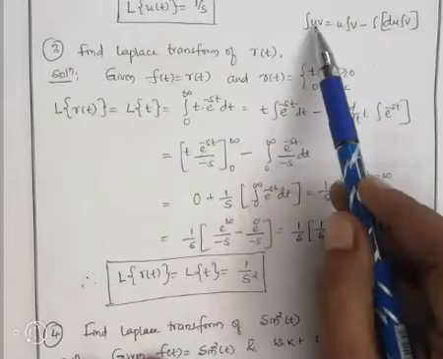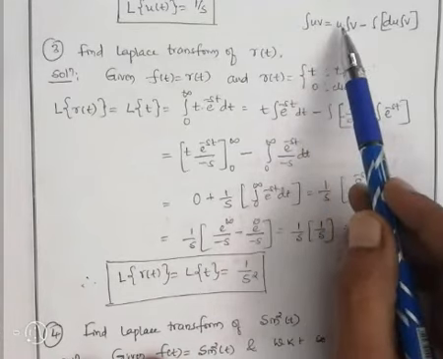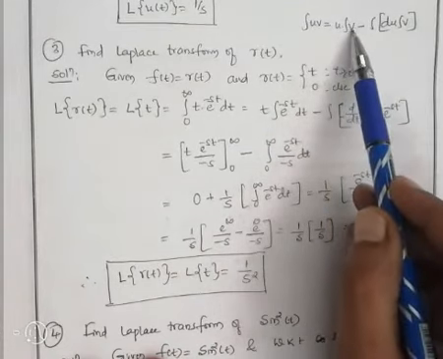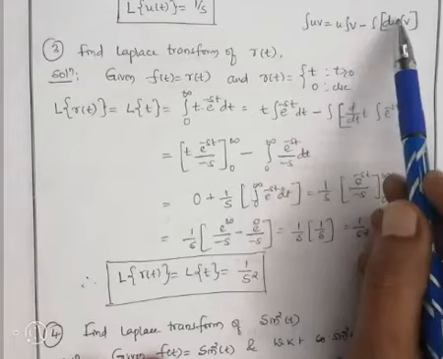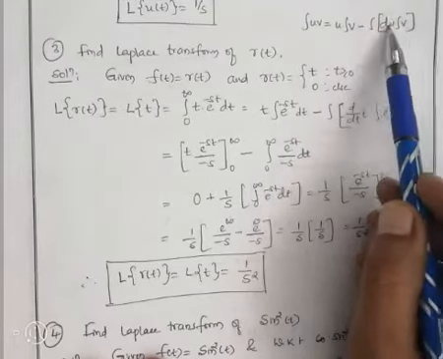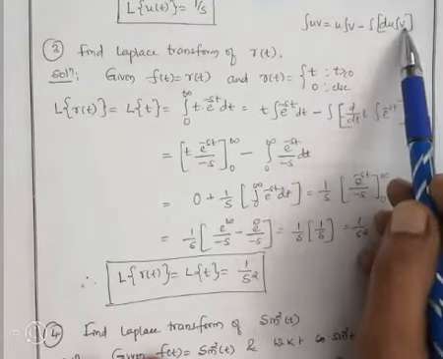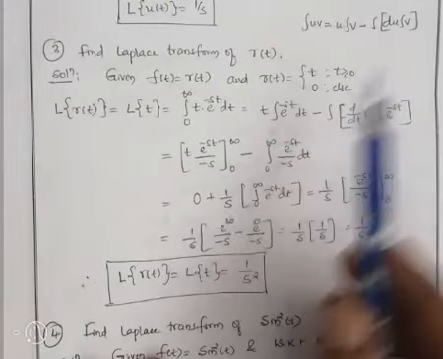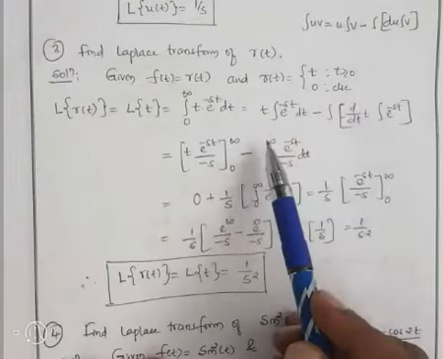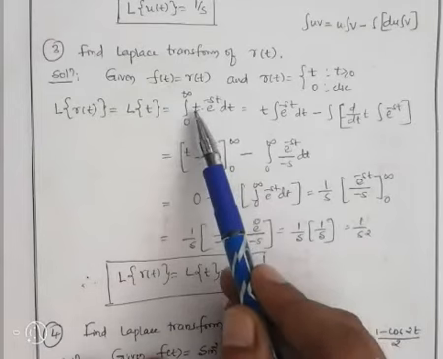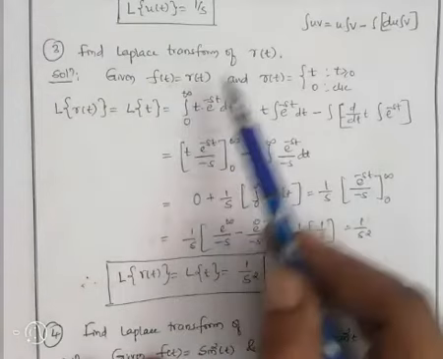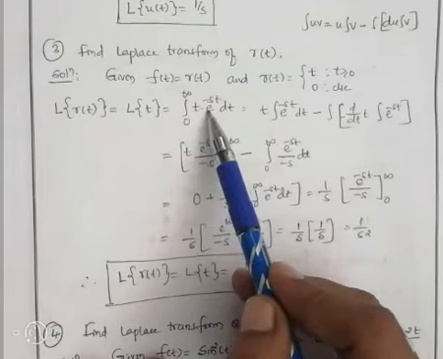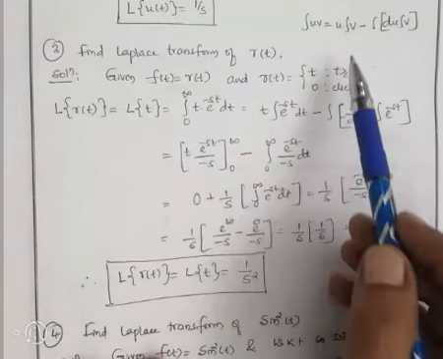Integration of u v is equal to u integration v minus integration of, inside the bracket, differentiation of first function, integration of second function. Okay, u is the first function, v is the second function. In this case, u equal to t, v equal to e to the power minus st. So let us make use of this formula.